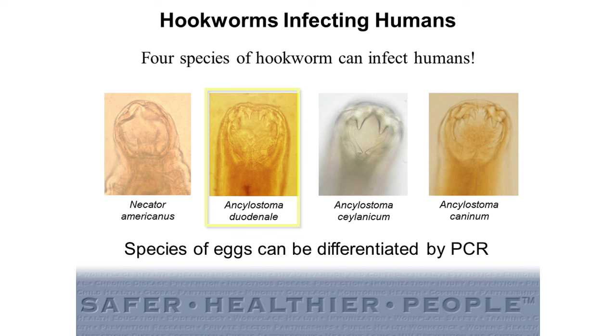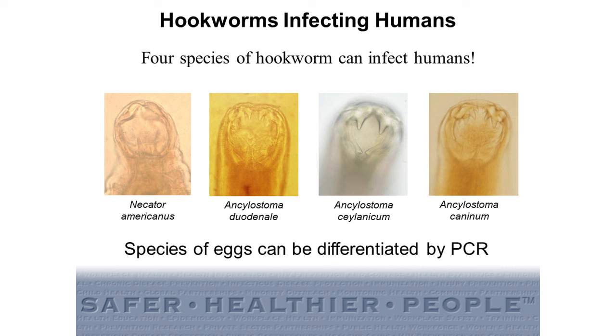Ankylostoma caninum, on the other hand, has three pairs of teeth. It's very hard to discern or to see them clearly with these images. But if you look here, this is 1, 2, 3, and on the other side, 1, 2, 3, the three pairs of teeth in Ankylostoma caninum.